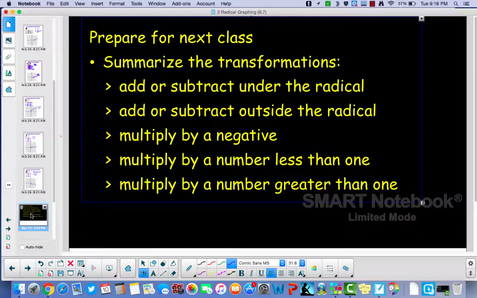All right. So for the next time we meet, I want you to summarize what you think happens. If we add or subtract a number under the radical, what does it do to the curve? How does it move it? If we add or subtract a number outside of the radical, how does it move it? If we multiply by a negative, which we just did, how does that change it? If we multiply by a number less than 1, how does that change it? If we multiply by a number greater than 1, how does that change it? So make sure you get this written down, and I'll give you your homework assignment here in just a minute.